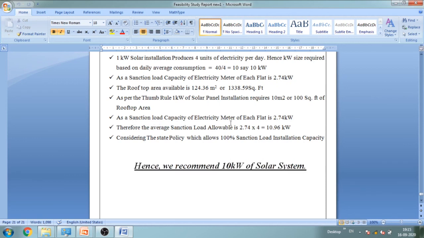As the sanction load capacity of the electricity meter for each flat is 2.74, if we multiply by the 4 flats, it comes to 10.96 kilowatt. So the sanction load capacity also satisfies this requirement. Thus, considering the state policy which allows us to install 100% of the sanction load capacity, we recommend a 10 kilowatt solar system. In this way, we need to prepare the feasibility study report step by step.